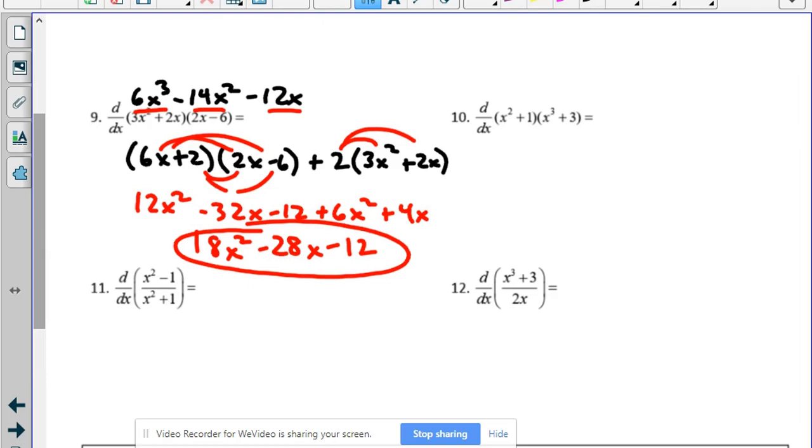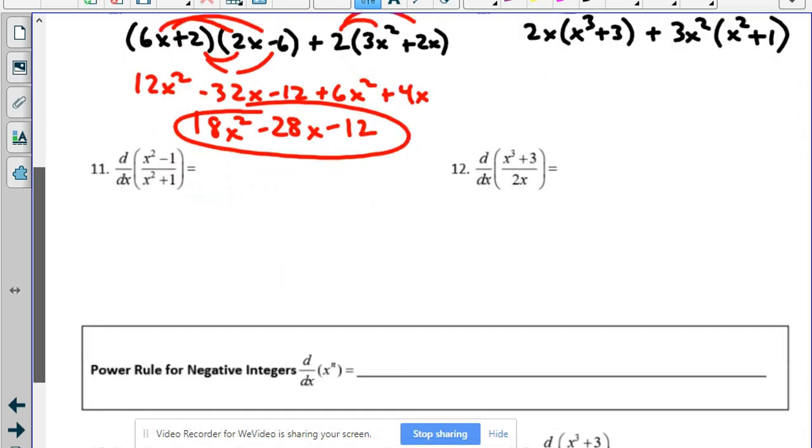So in number 10, again, we're practicing the product rule. I'm going to take the derivative of the first, which is 2x, times the second, which is x cubed plus 3. I'm going to add that to the derivative of the second, which is 3x squared, times the first part, which is x squared plus 1. I'm not going to simplify at the moment because I have a long way to go in this video still.